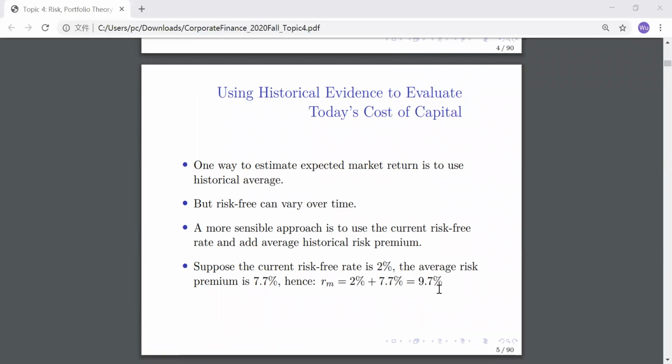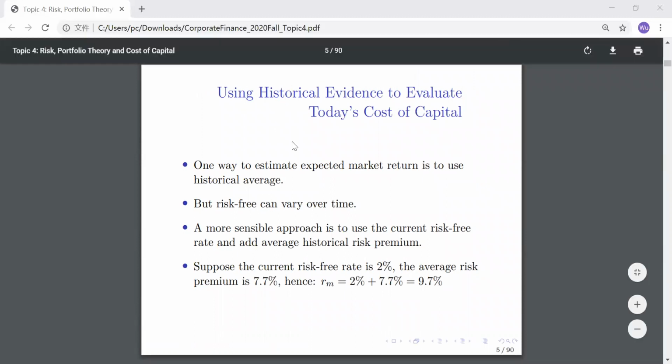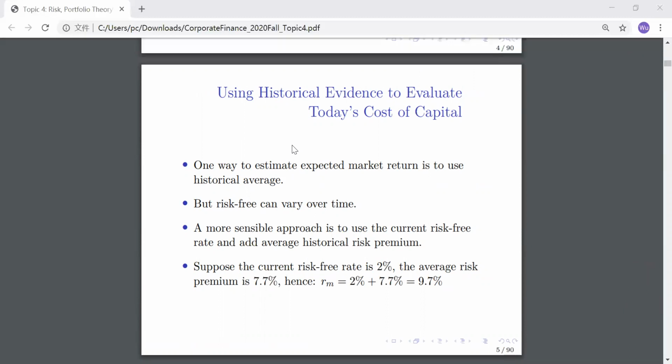So that is what we are talking about, right? One way to estimate expected market return, which is the return in the future, is to use the historical average. But one of the issues here is that the risk-free rate, I mean the interest rate you can earn by investing in a treasury bill, often could vary over time, right? So then that will make it more complicated to calculate the expected market return using historical average.